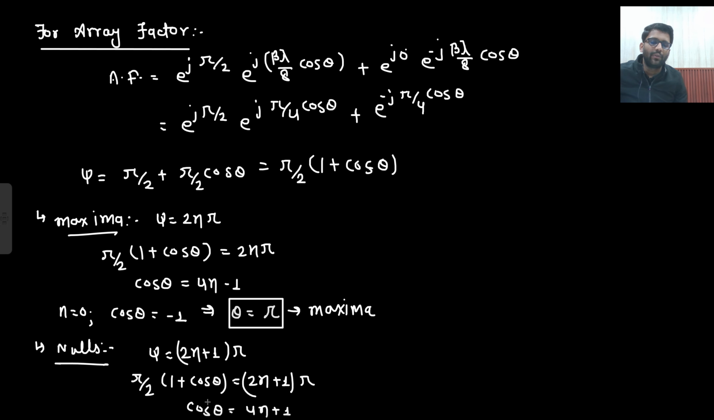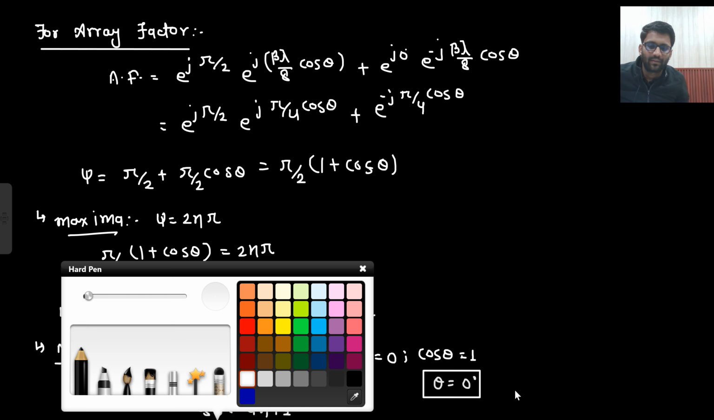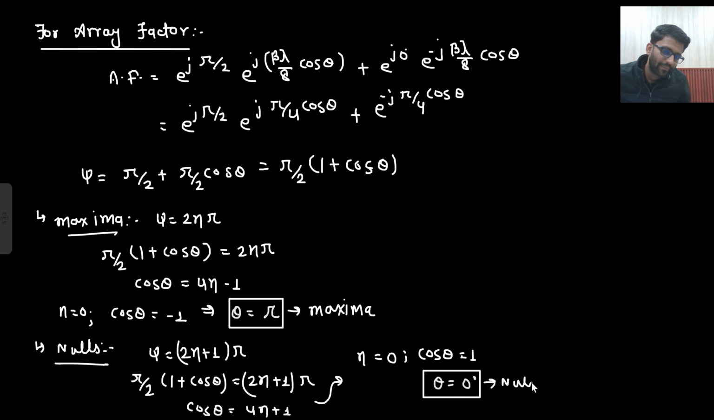So what do you think, which value of n will be accepted? Only n equals 0 will be accepted. Right? n equals 0, because if you put n equals 1, 5. If you put n equals minus 1, minus 3. Again not accepted. Right? So n equals 0. So cos θ equals 1. So θ equals 0 degree. So here you are getting the null.